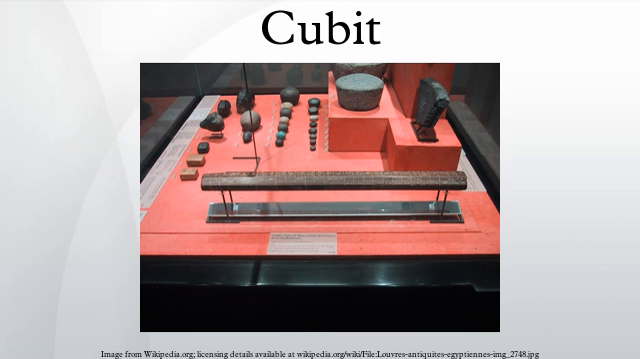Use of the royal cubit is also known from Old Kingdom architecture, from at least as early as the construction of the step pyramid of Djoser in around 2700 BC. In ancient Egypt, cubit rods were used for the measurement of length. A number of these have survived.